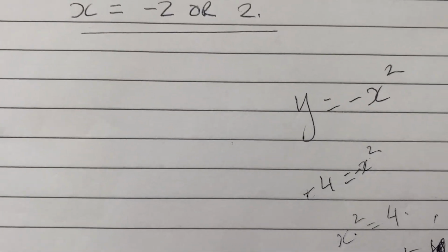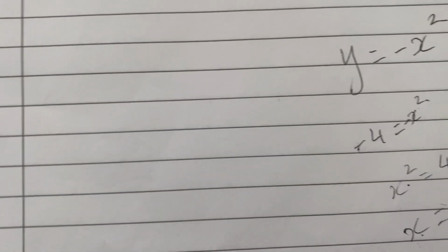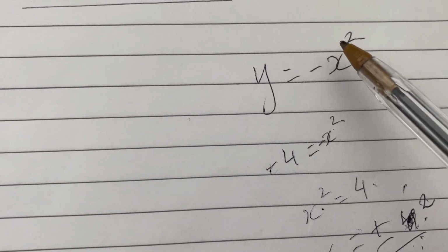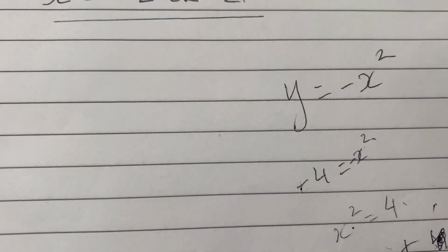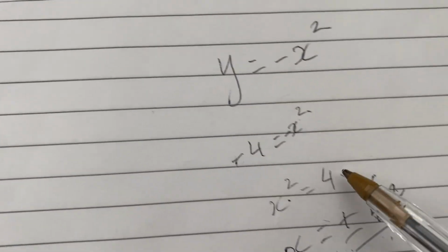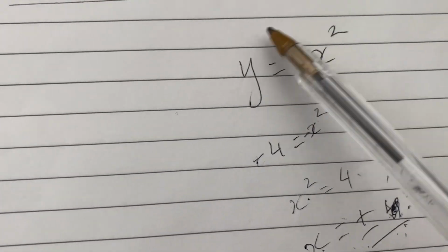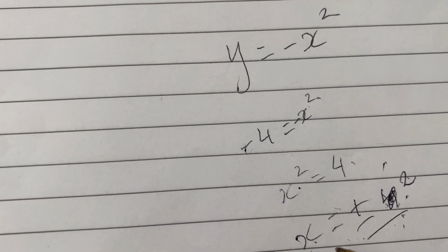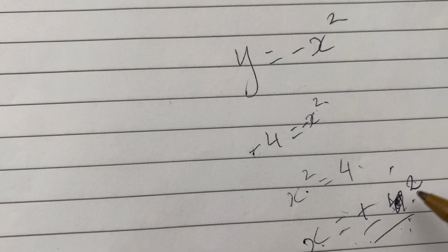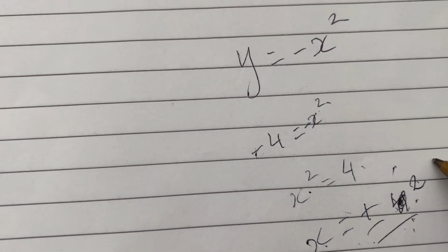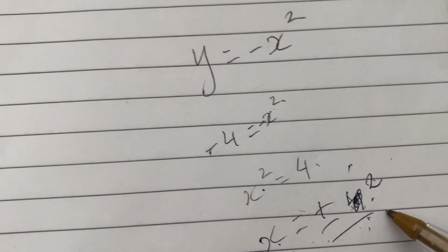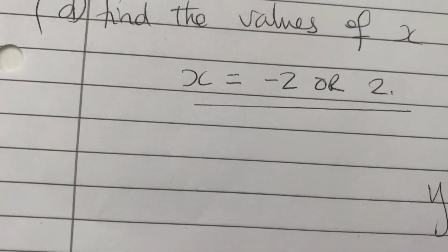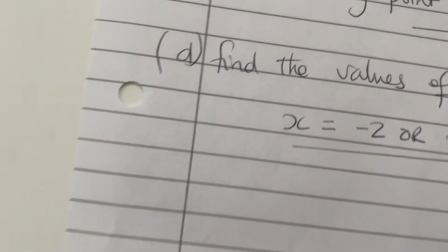So now, because you can do this in your head, or you can do this in pencil on the side of the paper and rub it out, because they haven't asked you to use algebra to do it. Okay, so you know that your curve should go through plus 2 and minus 2 when y is minus 4. So they ask you to find it on the graph.